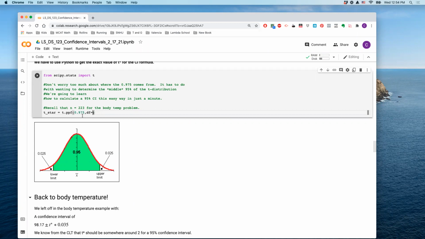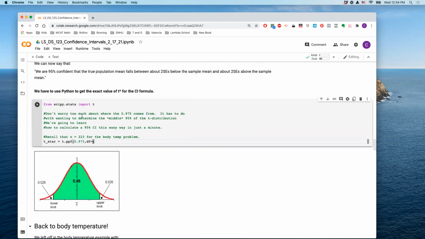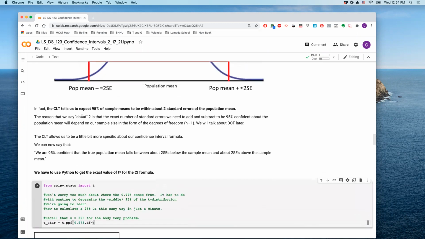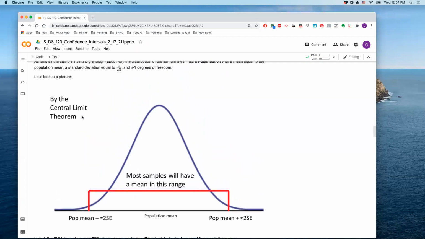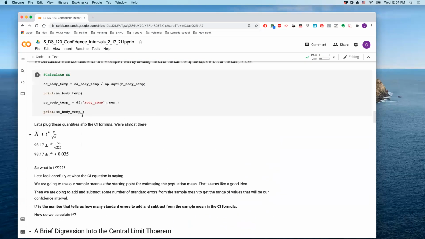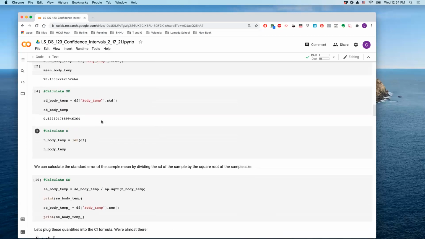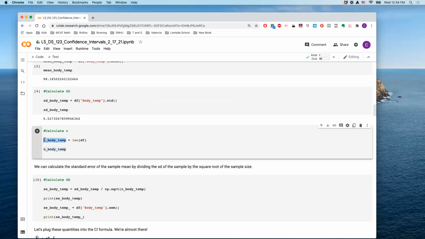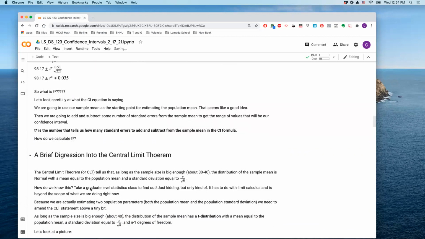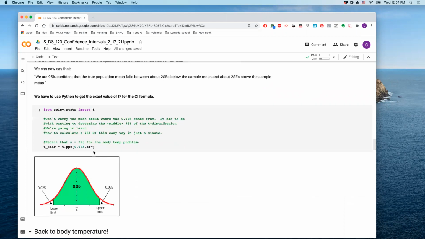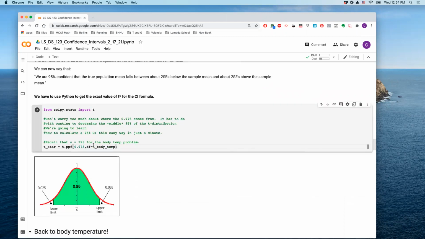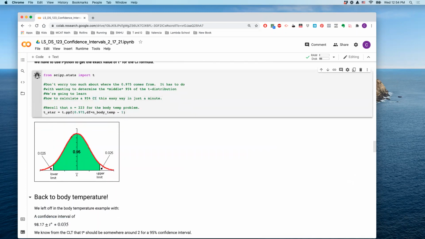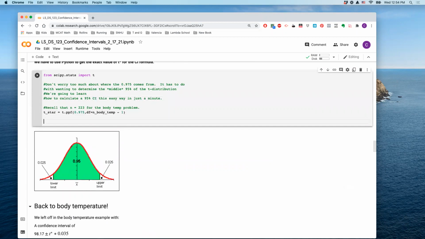And then we also said that exactly what this value of t star is going to be depends on our sample size. So we need to give it our sample size in the form of degrees of freedom. So our sample size, we used n body temp, that's our sample size. So our degrees of freedom is n of body temp minus 1. So we can run this.